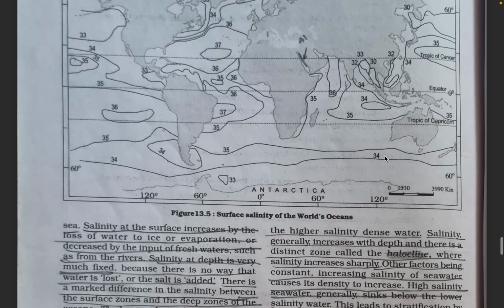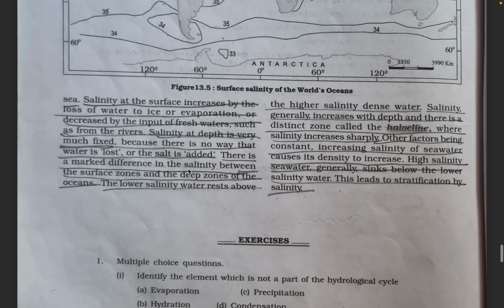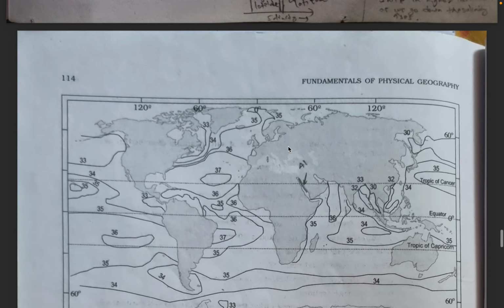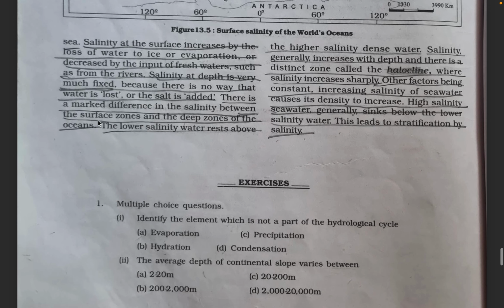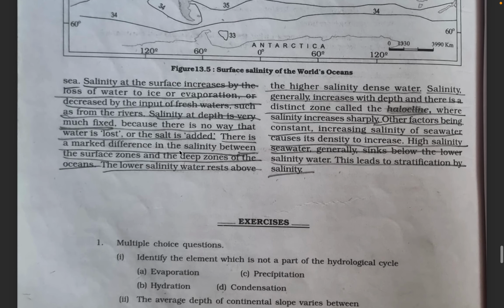This is the map of the surface salinity, the distribution of salinity over the world's oceans. Salinity at the surface increases due to loss of water or decreases with the input of fresh water, such as from rivers. Salinity at depth is very much fixed. At depth, it is almost constant at every place, but at the upper level it varies, and there is much different salinity.